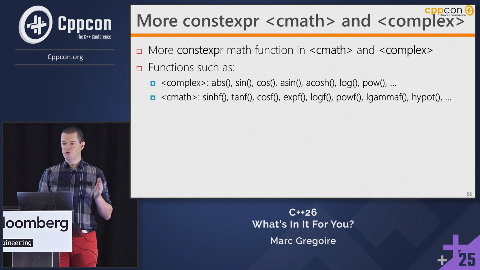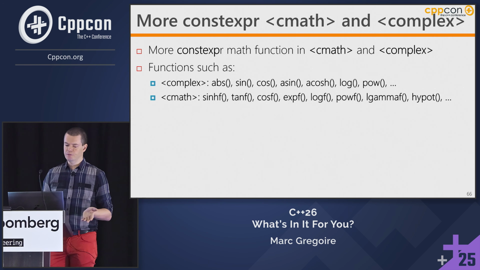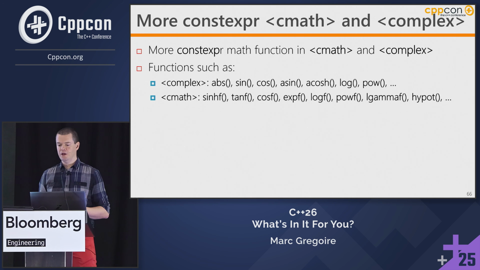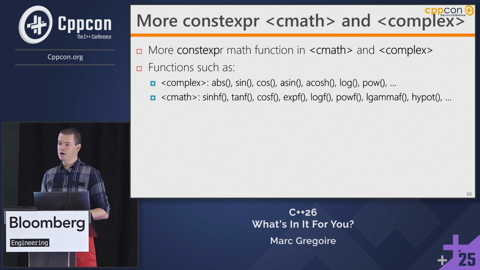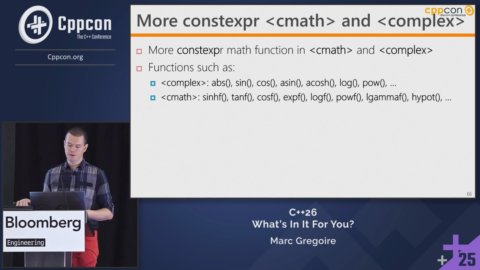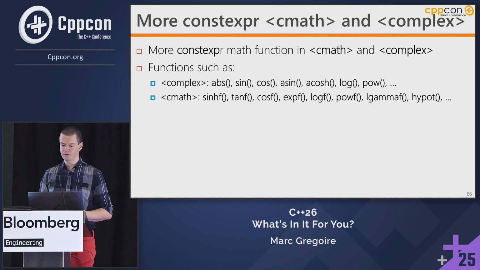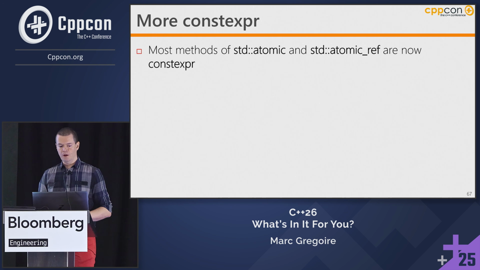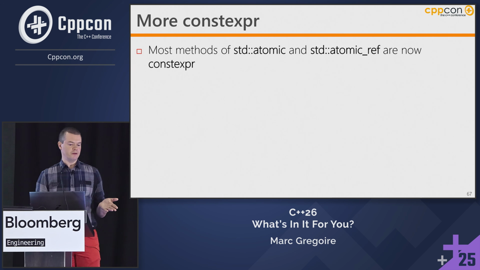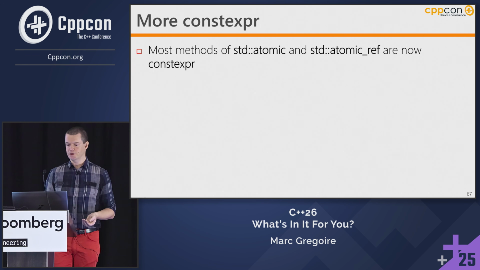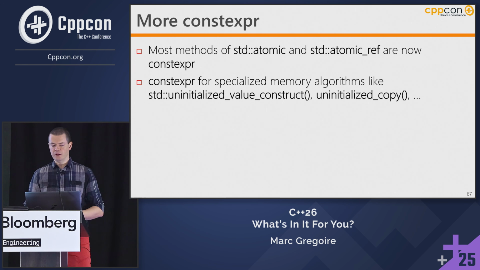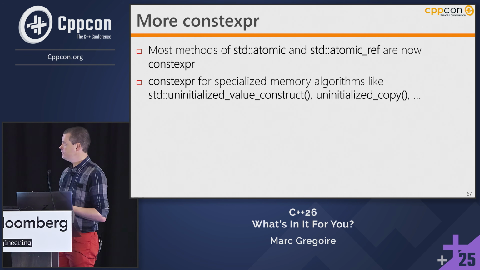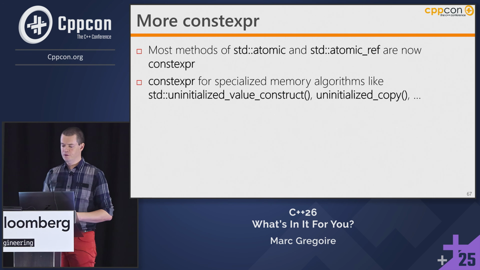The cmath and the complex headers have many more constexpr functions, such as the trigonometric functions and many, many more. They are all constexpr now. Again, using those is trivial, so I'm not going to give an example of that. Most methods of std::atomic and std::atomic_ref are now constexpr. The specialized memory algorithms like uninitialized_value_construct, uninitialized_copy, uninitialized_move, they are all constexpr.